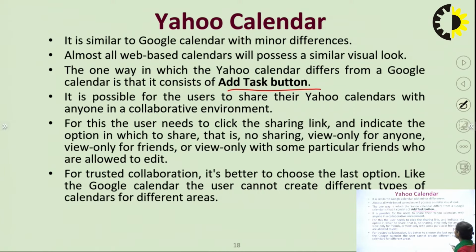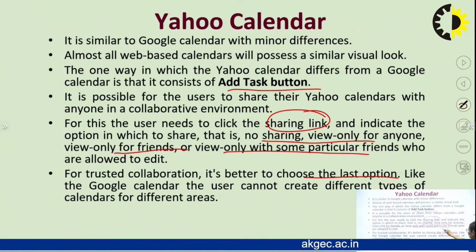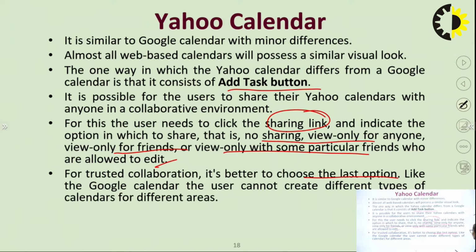For this, the users need to click the sharing link and indicate the option in which they want to share. These are the options available: no sharing, view only for anyone, view only for friends, or view only with some particular friends who are allowed to add to it. For trusted collaboration, it is better to choose the last, that is, particular friends with editing option. Like the Google Calendar, the user cannot create different types of calendar for different areas. This facility is not available in the case of Yahoo.